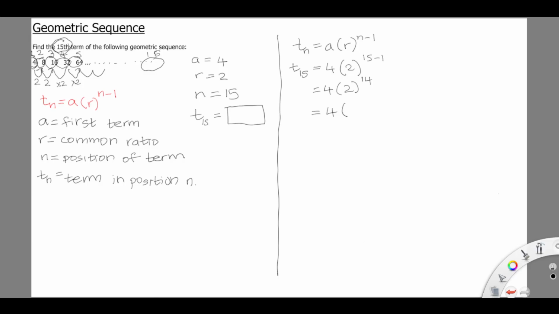let's use my calculator, it's going to be 16,384. And if you multiply that by 4 to get our final answer, it's going to be 65,536.